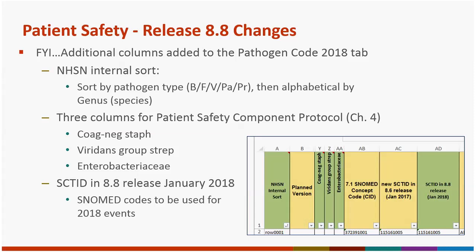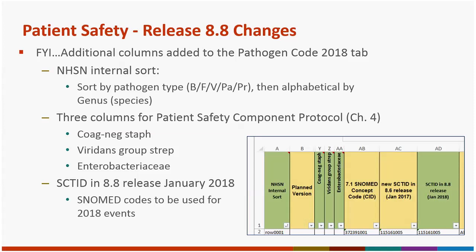In column A, there's an NHSN internal sort, and it's sorted by pathogen name, like bacteria, fungus, virus, parasite, prion, and then alphabetically by genus, species. Three columns were added for patient safety component protocol, and that includes coag-negative staph, viridans, group strep, and Enterobacteriaceae. So I thought those would all be helpful to you. And then, as usual, our new column AD, which is our new SNOMED codes, or a list of valid codes to be used for January 18 events. So those are new ways you can sort.